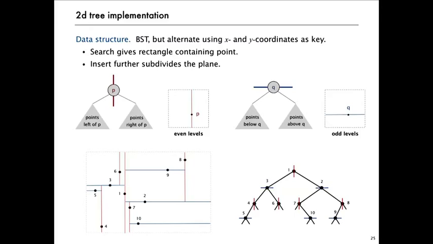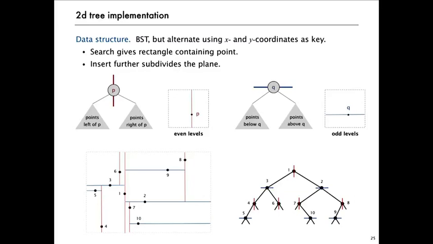And it's really the same as a binary search tree, it's just that we alternate which coordinate we use as the key. At the even levels, we think of a vertical line, and the left subtree is all the points to the left, and the right subtree is all the points to the right. On odd levels, we use a horizontal line, and the left subtree is all points below, and the right subtree is all points above.